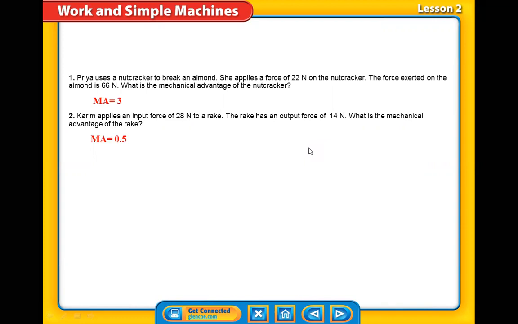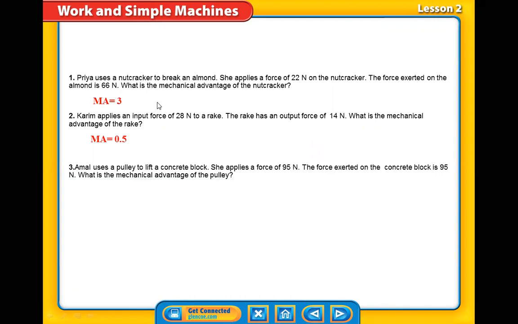Another one here. Karim applies an input force of 28 Newton to a rake, and the rake has an output force of 14 Newton. What is the mechanical advantage? Yes, it's going to be 0.5. Why? We divide 14 over 28. So this is how we use the mechanical advantage equation, and how we calculate it to know how many times the machine changed my force.